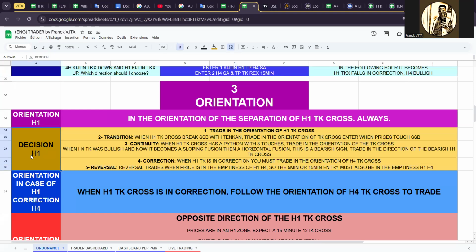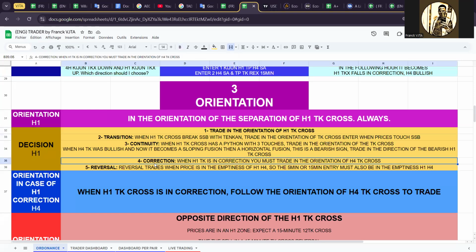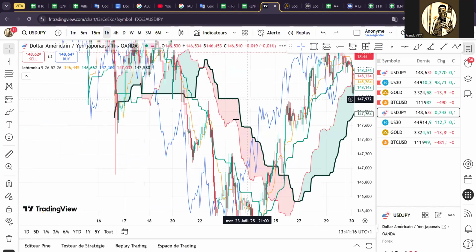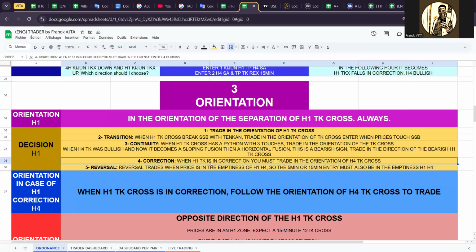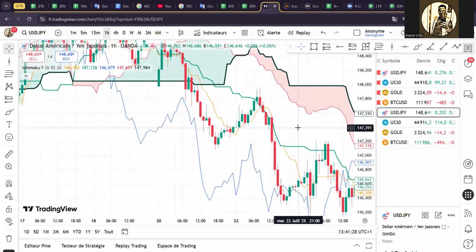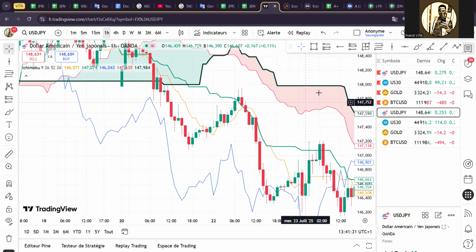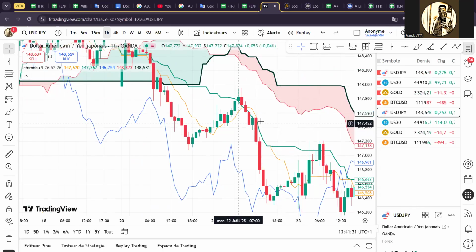The decision is based on H1. Now, in case of correction, let us take this example just right here. In case of correction, when TK H1 is in correction, you must trade in the orientation of the H4 TK cross. Okay, you see this correction.